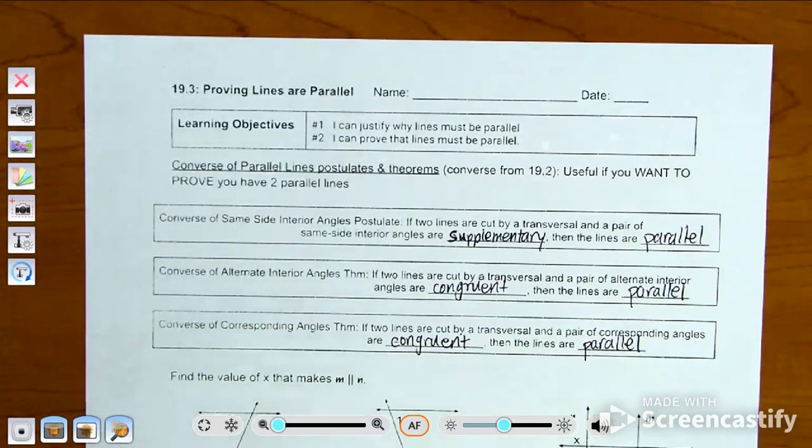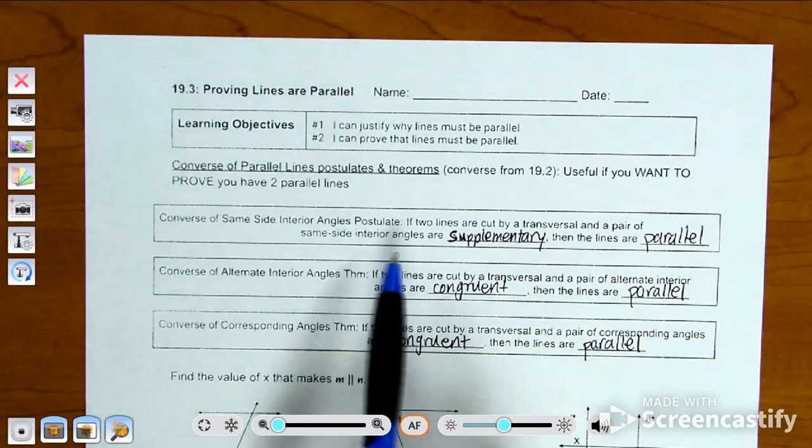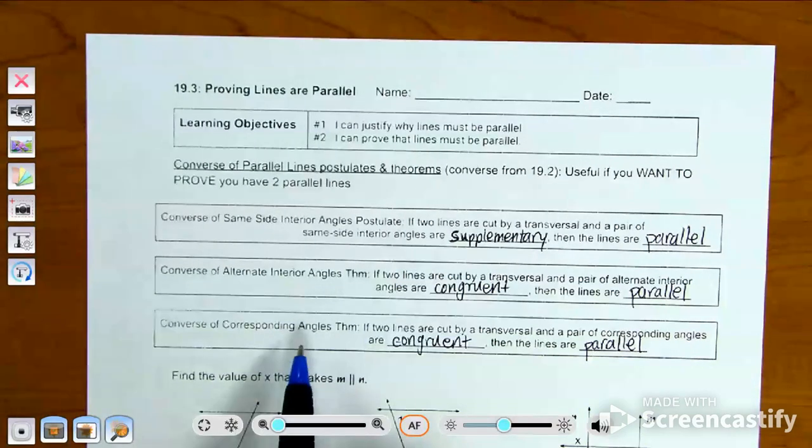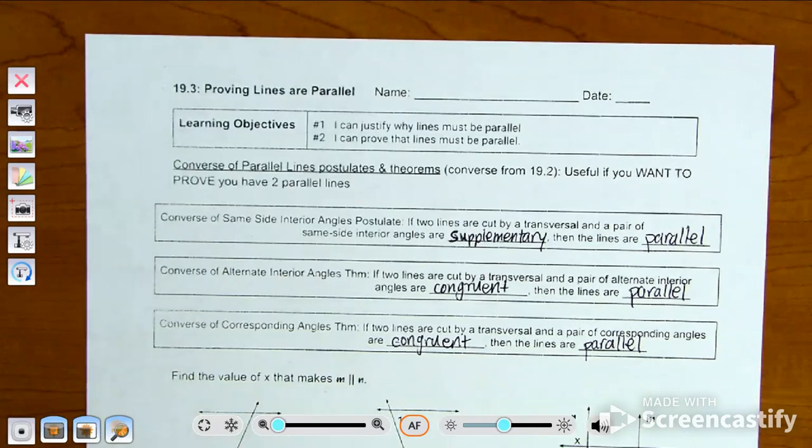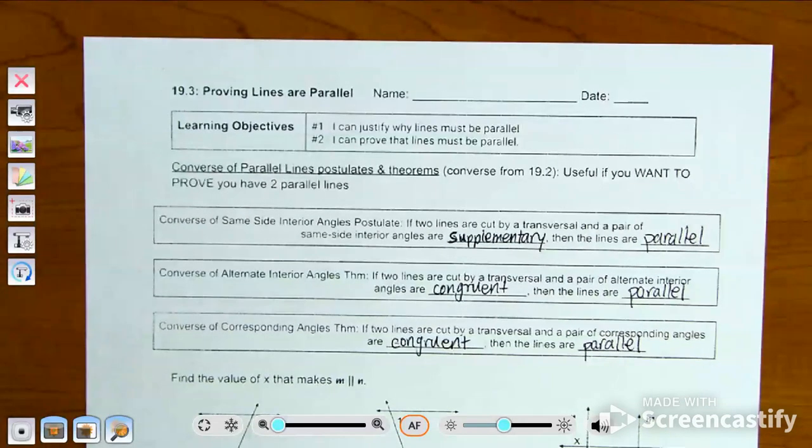So if we can recognize these different special pairs of angles, and if we can tell that the same side interior angles are supplementary or alternate interior or corresponding angles are congruent, then that gives us enough information to guarantee that lines have to be parallel. So let's practice applying that information for these next three diagrams.